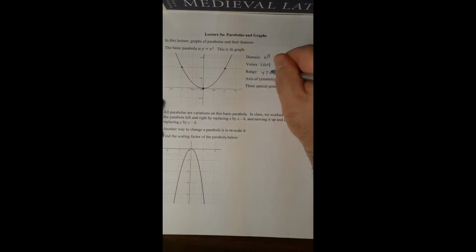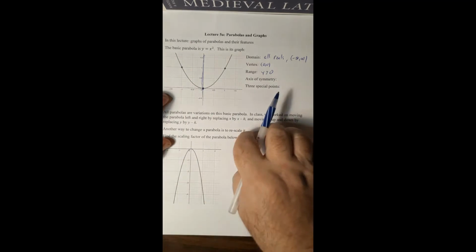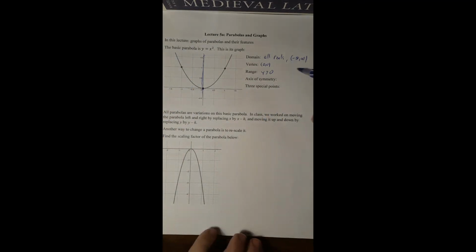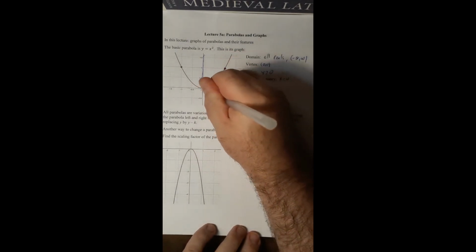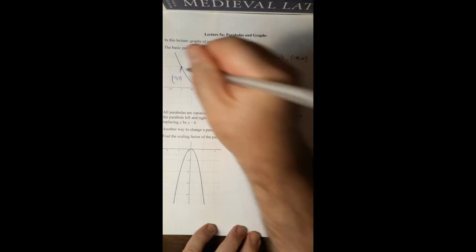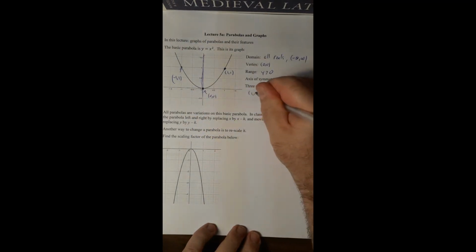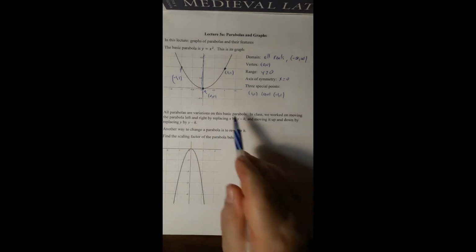The axis of symmetry, well, parabolas are symmetric around wherever the vertex is. So the axis of symmetry here is x equals 0. And there's three special points: (1, 1), (0, 0), and (-1, 1). Those are the three special points on a graph. They help us when we're trying to look at stretching factors, knowing where those are. So all parabolas are variations on this basic parabola.